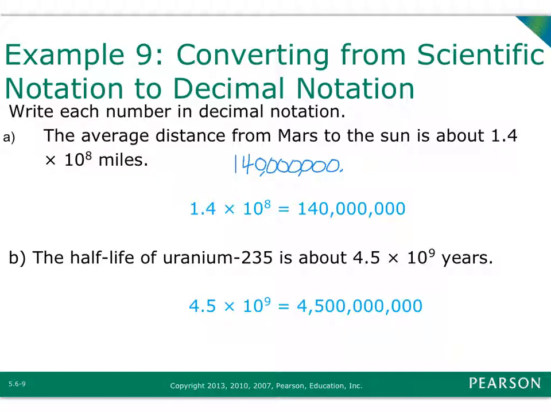Part B says the half-life of uranium-235 is about 4.5 times 10 to the 9 years. So when we start writing, we write 45. We notice we've moved the decimal 1 place over, so we subtract 1 from the 9 and we have 8 zeros left: 1, 2, 3, 4, 5, 6, 7, 8. Now we put in our commas where they need to be, and we see we're at 4,500,000,000 years.